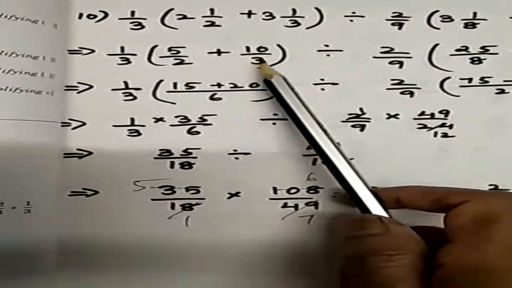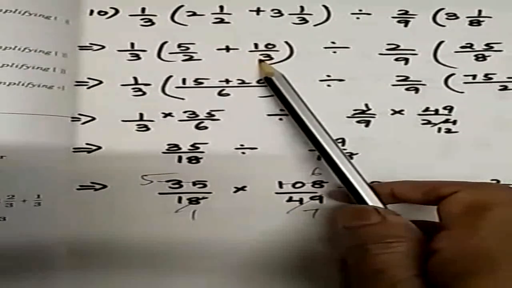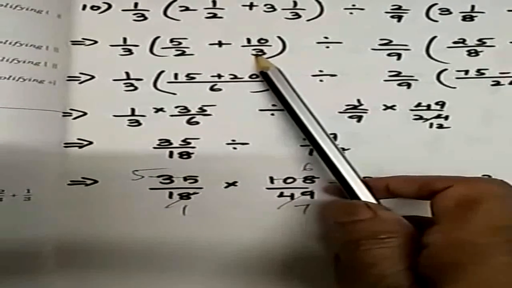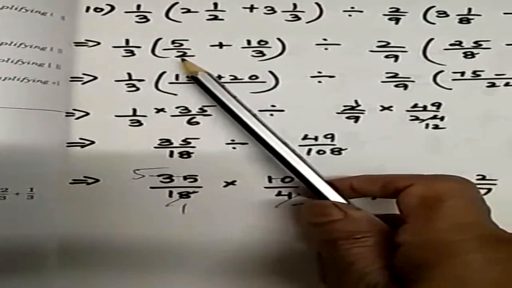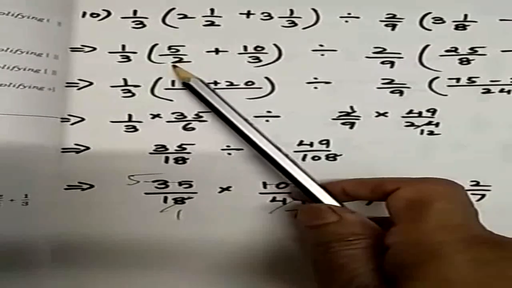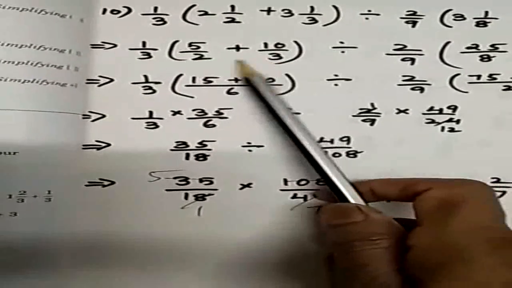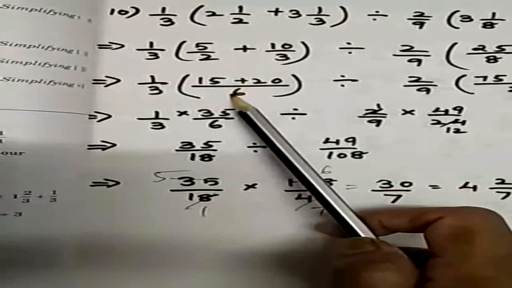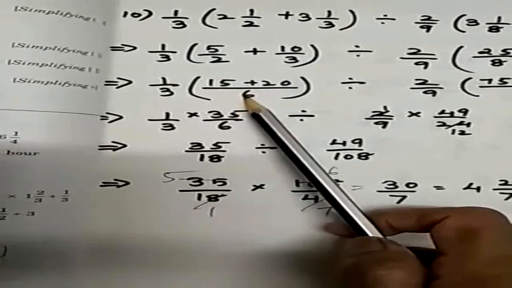Now what is the LCM of 2 and 3? 2 and 3 are co-prime numbers because they do not come together in any table. That is why they are called co-prime numbers. So the LCM of co-prime numbers is their product. Multiply these 2 and 3. What answer do you get? 6. 6 is the LCM.